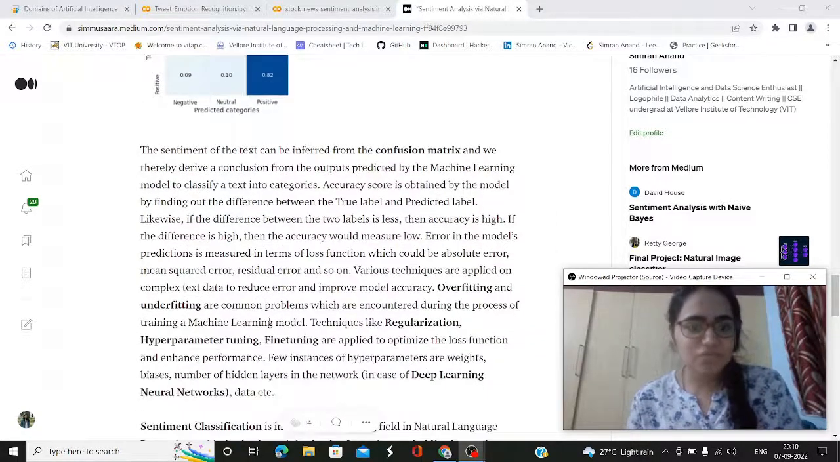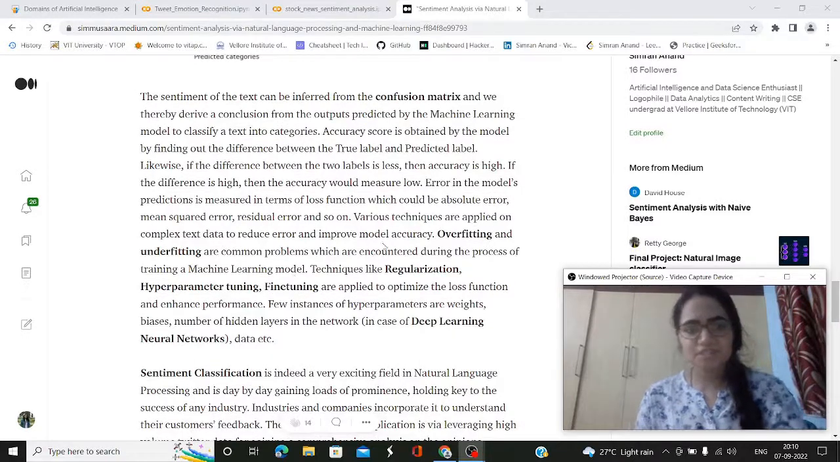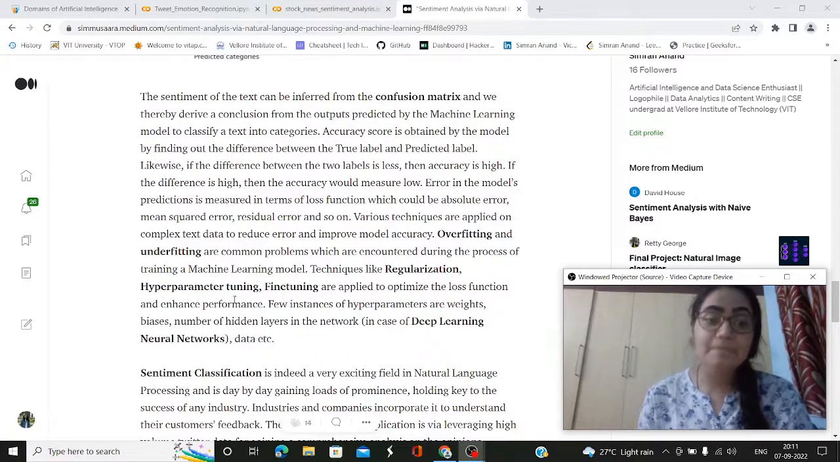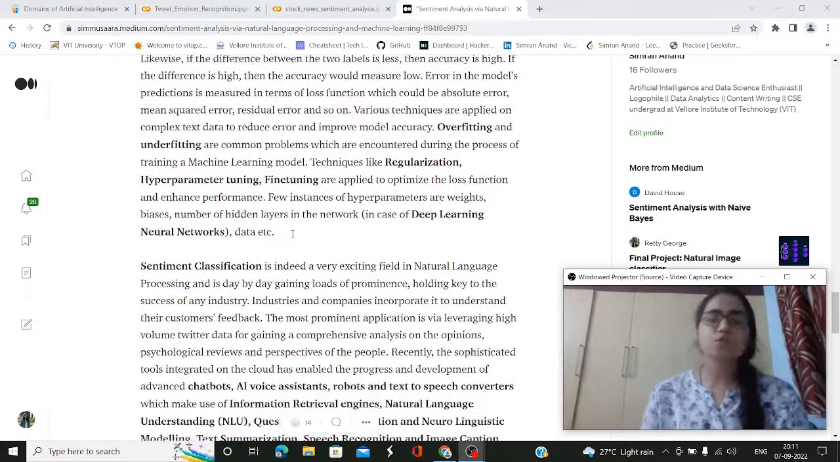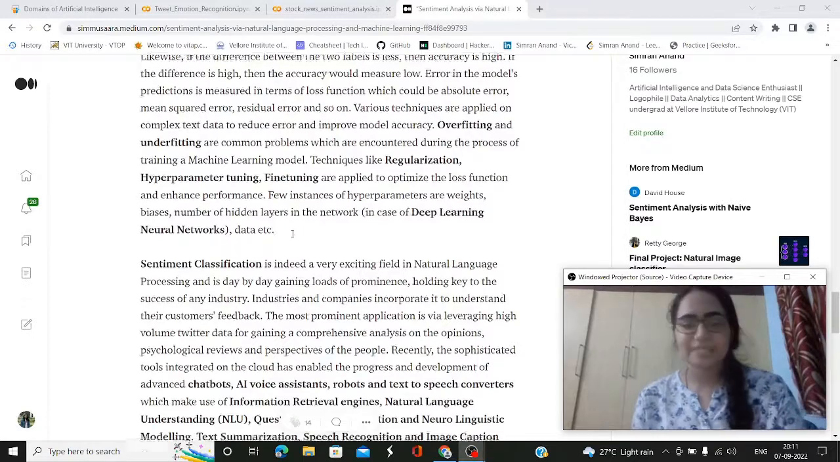So this is the confusion matrix I've shown here. I've just jotted down here: overfitting, regularization, hyperparameter tuning. These are the different techniques, like fine tuning. These are done in order to improve the accuracy of the machine learning model, so that we get the correct output as expected.